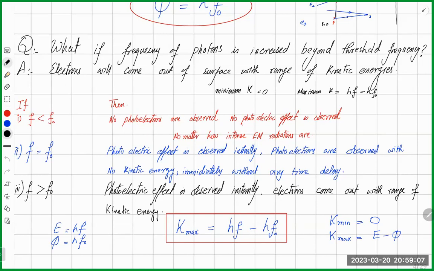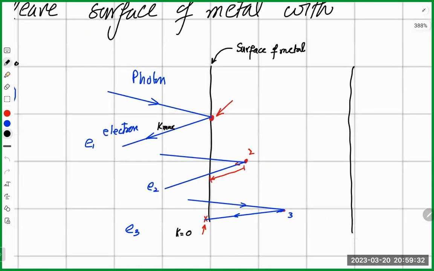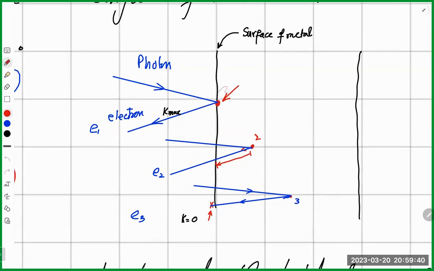If frequency is beyond threshold frequency, then electrons will come out with a range of kinetic energy. It is important for you to understand why the electrons are coming out with a range of kinetic energy. Still, minimum kinetic energy will be 0. Maximum kinetic energy will be K max. Look, some of the electrons are coming right from the surface. As you can see, electron number 1. This one. It is coming from the surface.